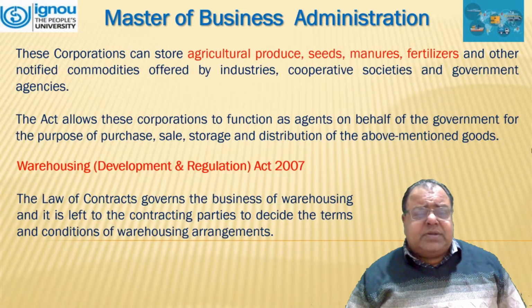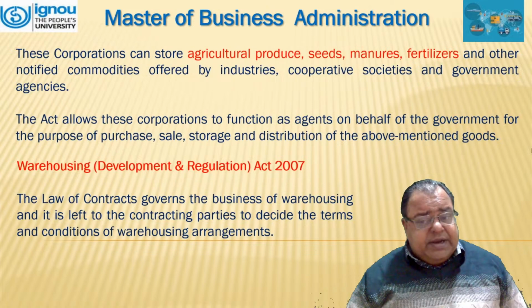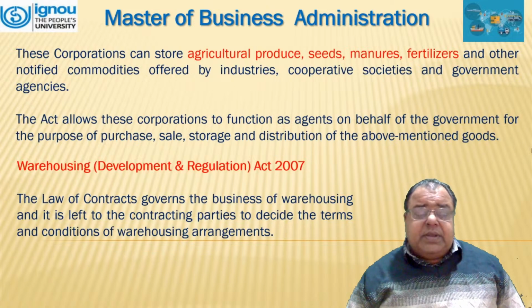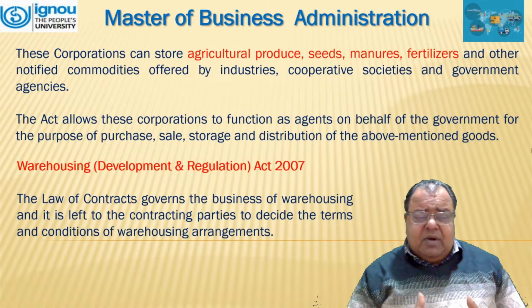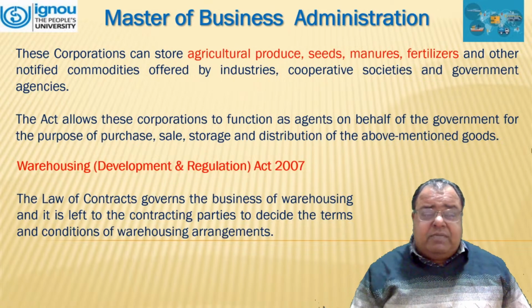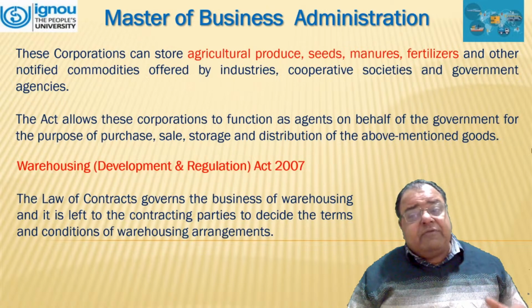These corporations can store agricultural produce, seeds, manures, fertilizers, and other notified commodities offered by industries, cooperative societies, and government agencies. The Act allows these corporations to function as agents on behalf of government for the purpose of purchase, sale, storage and distribution of the above mentioned goods.